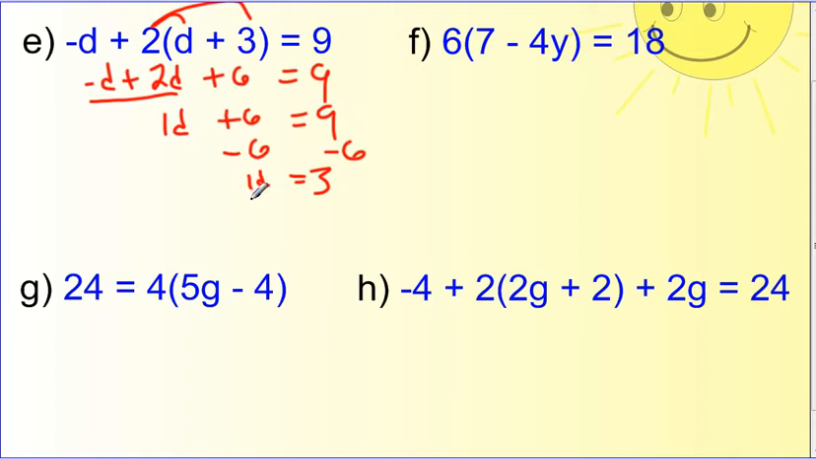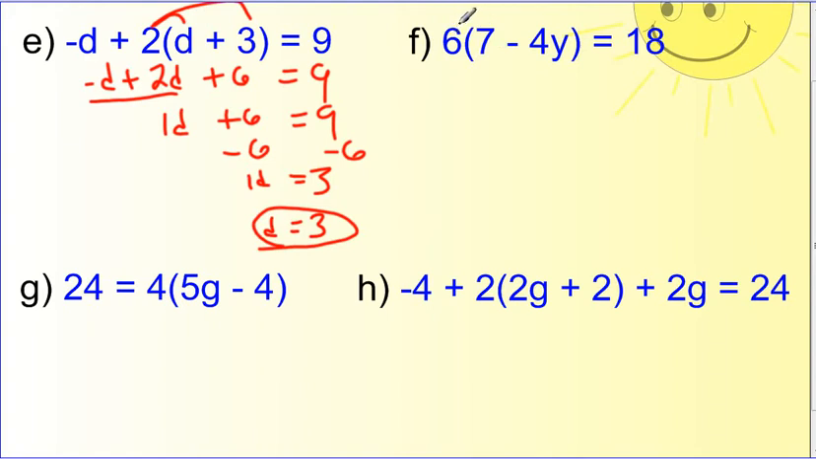Now, think about this. Do I really have to divide by 1? If I divide by 1 here and say, okay, those cancel out, divide by 1 here, 3 divided by 1 is still 3. There's no need to do that. Every time you have just a 1 in front of the variable like this, you can just kind of get rid of it, ignore it, erase it. That's done.